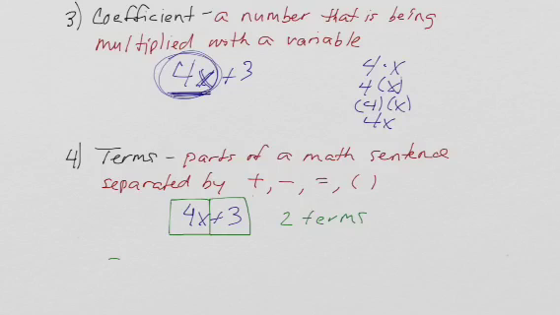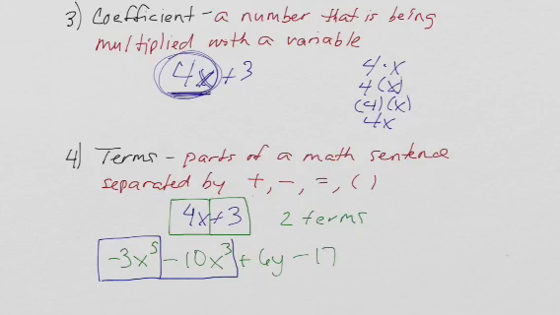So I could have a big, ugly thing like this. Negative 3x to the fifth minus 10x to the third plus 6y minus 17. And if I asked how many terms were in that sentence, again, I would start at the beginning, and as soon as I got to that next plus or minus sign, that term has ended. Just like a space tells you that a word has ended. Now this minus sign is the start of the next term, and it goes all the way till it hits another plus, minus, parenthesis, or equal sign.